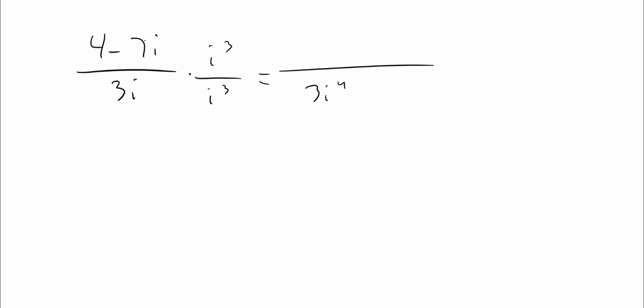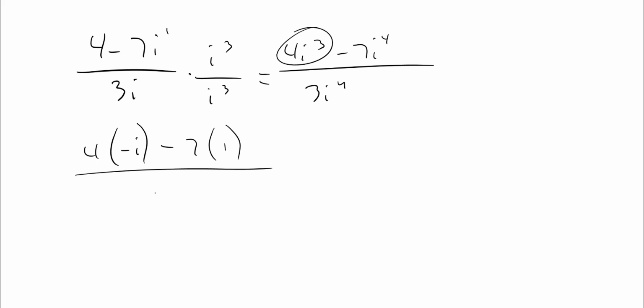And on top, so multiply that out. 4 times i cubed is 4i cubed. Negative 7i times i cubed, right? It's just add those together, so it's negative 7i to the fourth. Everybody agree with that? Okay, remember, you're not allowed to have any exponents in that i. So this 4i cubed is going to be 4 times negative i minus 7, since i to the fourth is 1. And on the bottom is 3 times 1. So my answer is negative 4i minus 7 over 3.